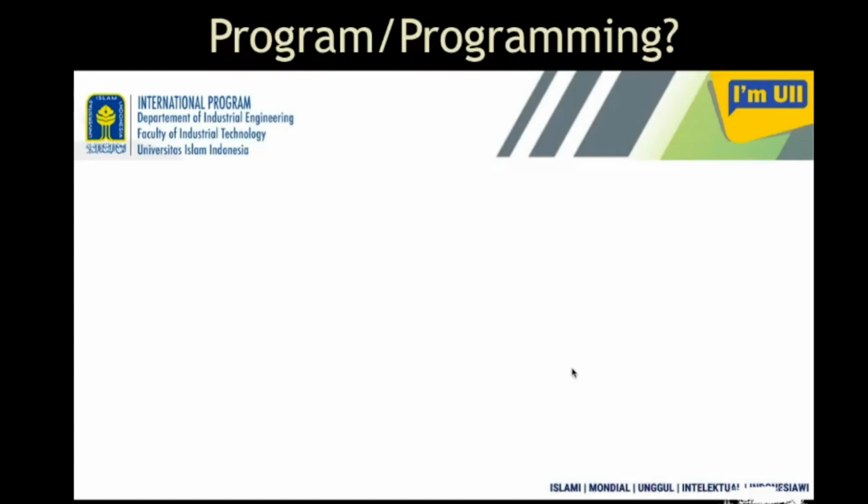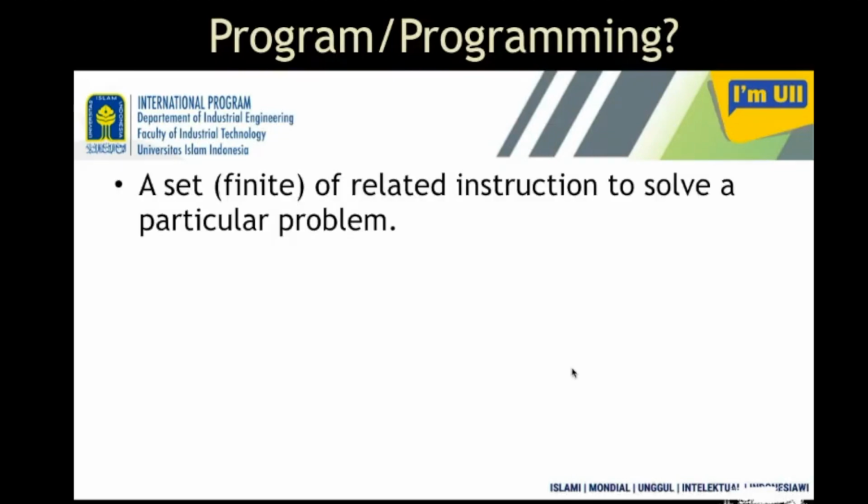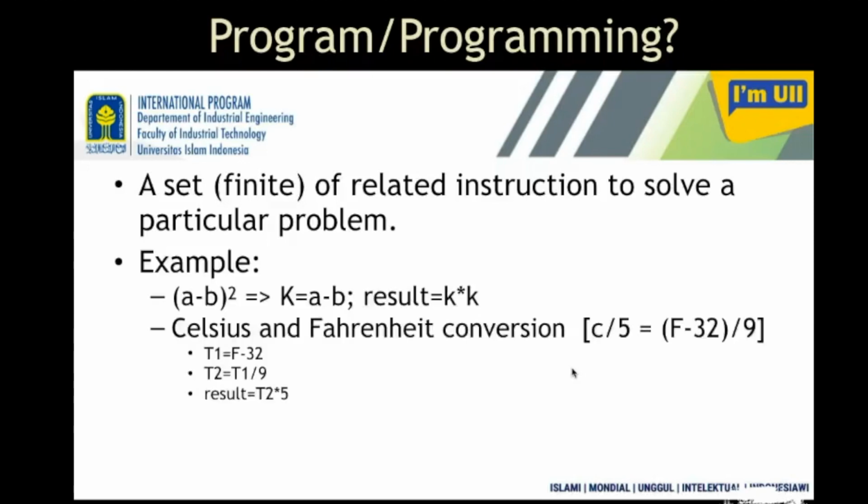In case of programming, there is a life cycle for program development, with different phases. As I said earlier, a program is a set of related instructions to solve a particular problem, and writing that set of instructions is called programming. For example: k = a - b, result = k * k. So this is your problem.